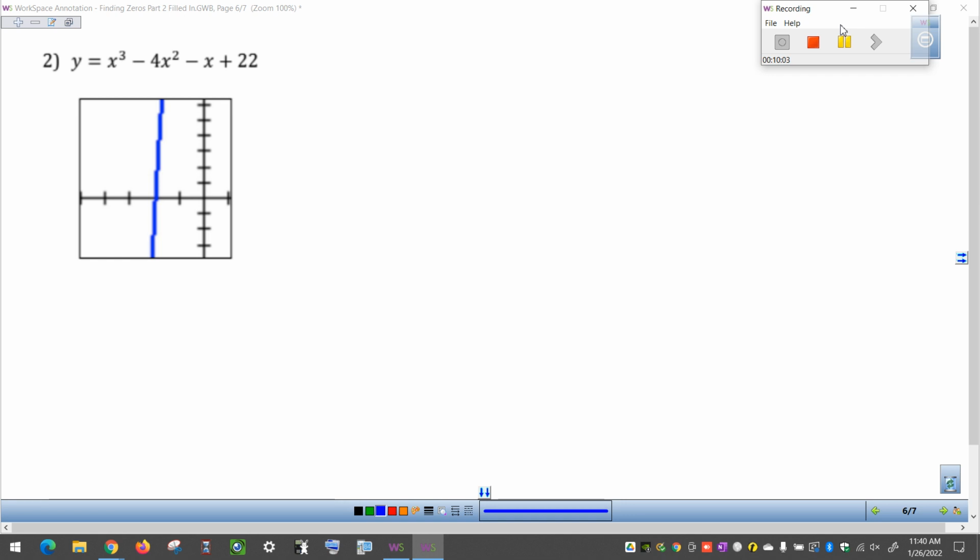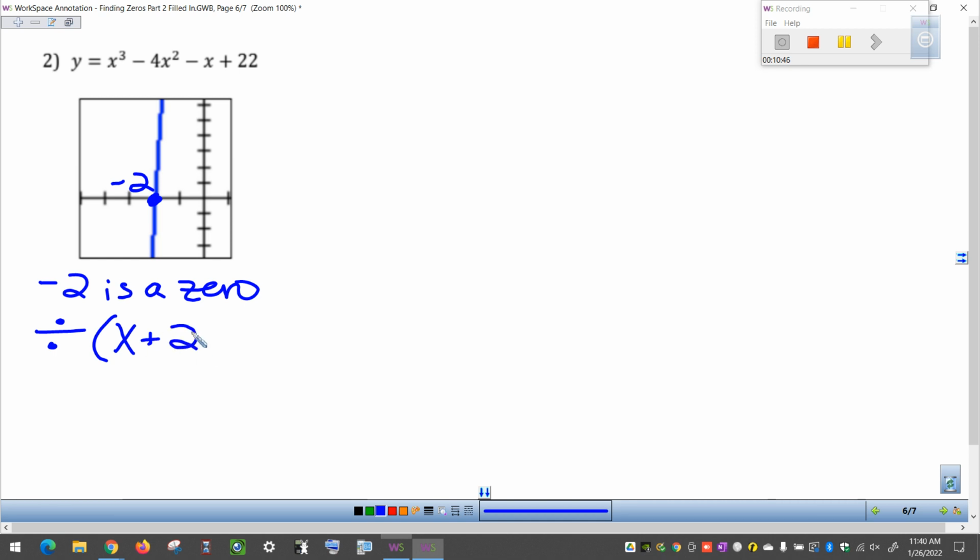So looking at this calculator graph piece, we can see that it is passing through the x-axis at -2. So this is telling us that -2 is a 0. That's one of our zeros. We know that we still need to find 2 more. But because -2 is 0, that means that x plus 2 is a factor. And so for this problem, we're going to divide by x plus 2.